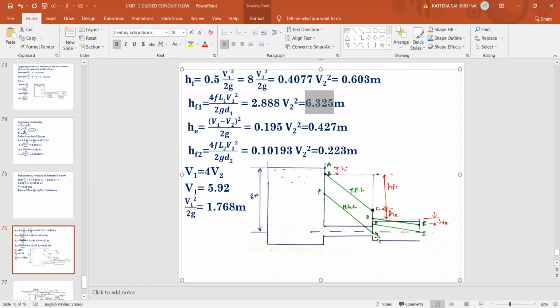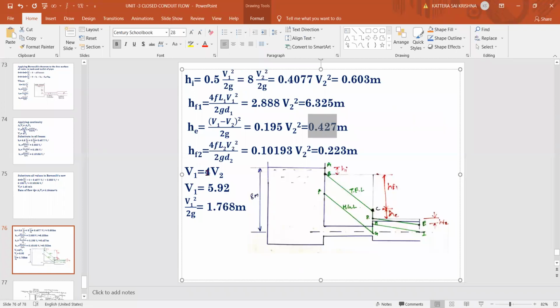Then because of the expansion, there is some small loss, that is 0.427. So from C, drop vertically because it is at this point only. It is not going in any length way. It is at that single point, coming down at the expansion point. So from C, you can draw a line vertically down with a length of 0.427 meter. I'm not telling any scale; you can assume any scale.